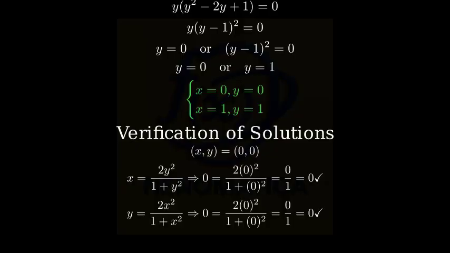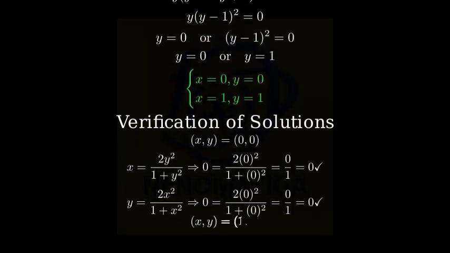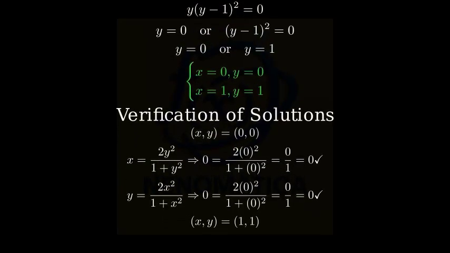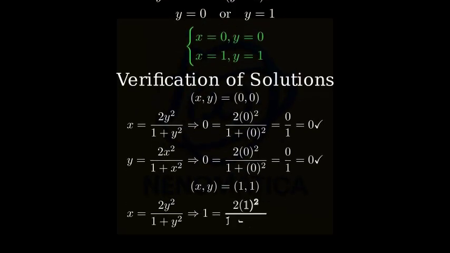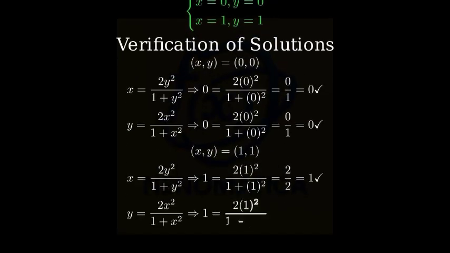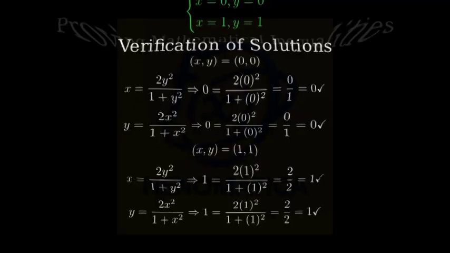So, the first solution is verified. Now, let's verify the second solution, x equals 1 and y equals 1. For the first equation, we have 1 equals 2 times 1 squared over 1 plus 1 squared, which gives us 1 equals 2 over 2, or 1 equals 1. For the second equation, we get 1 equals 2 times 1 squared over 1 plus 1 squared, which is also 1 equals 1. Therefore, the second solution is also verified.